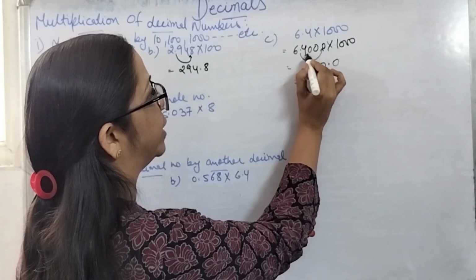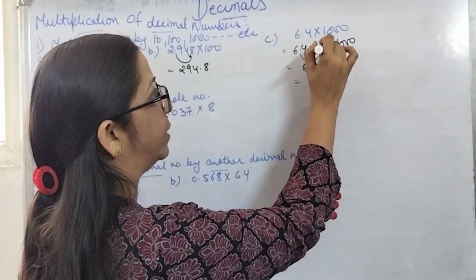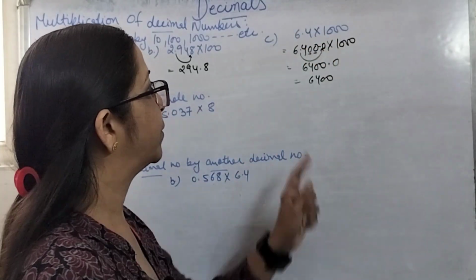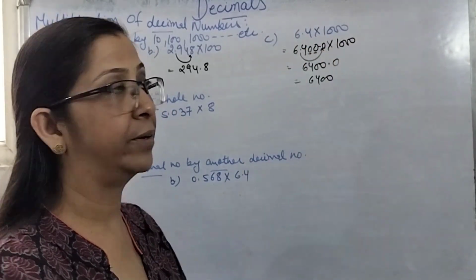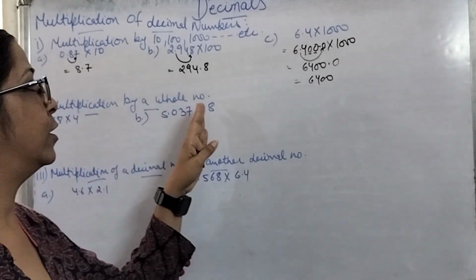One digit we have shifted, 2 digits, 3 digits, so after 3 digits the decimal will be placed here. So the answer will be 6400. This is one of the methods. The other is multiplication by a whole number.